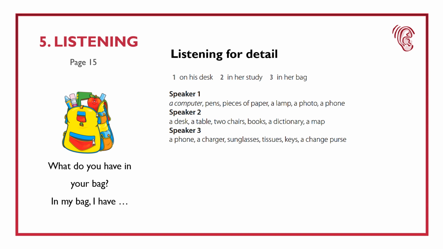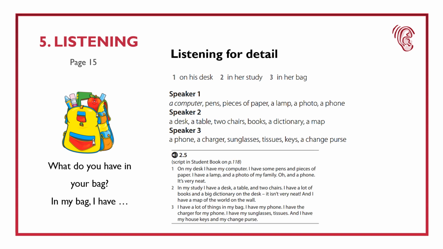Now we're going to also look at a transcript. So it's also on page 118 in the student book. Speaker 1 says, "On my desk, I have my computer. I have some pens and pieces of paper." So remember, a piece of paper is a singular word, but if you want to change it into plural, you have to say pieces of paper. "I have a lamp and a photo of my family. Oh, and a phone. It's very neat."